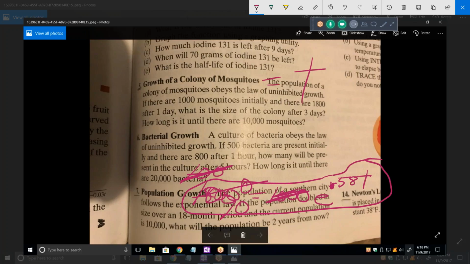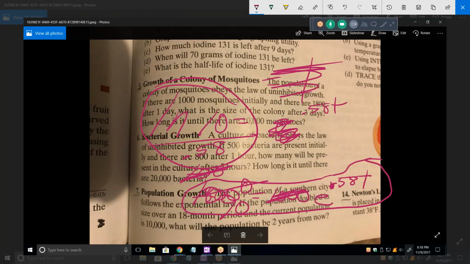Well, here's what we have. 10 equals e to the 0.58t. How do we solve that? You take the natural log of both sides. And when I take the natural log of the right side, I end up with just 0.58t. So t ends up being the natural log of 10 divided by 0.58. That's how long it would take to get to 10,000 mosquitoes.